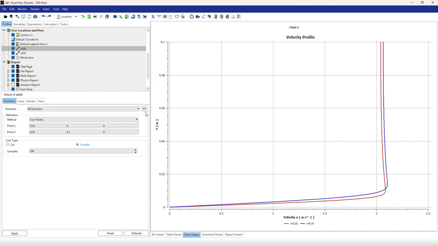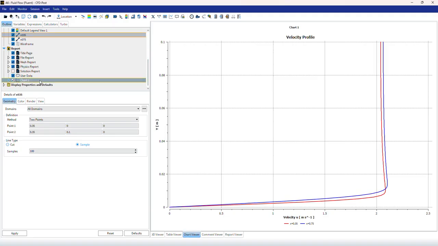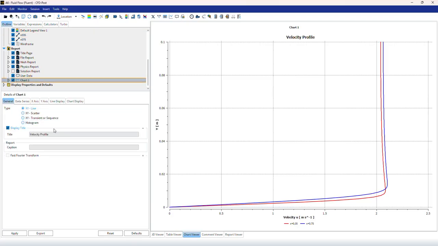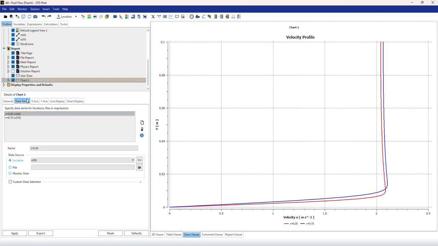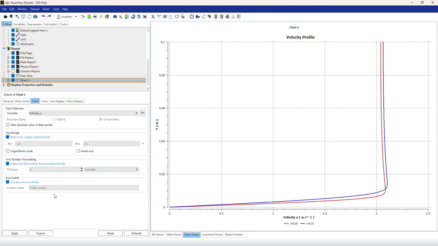After I created those two lines, I then went to chart viewer and then I clicked the chart icon up here to create a new chart right here. I titled it Velocity Profile. I created two data series, one for the 35 centimeter graph, the other for the 75 centimeter graph. And then I used the location of each line respectively for each one.